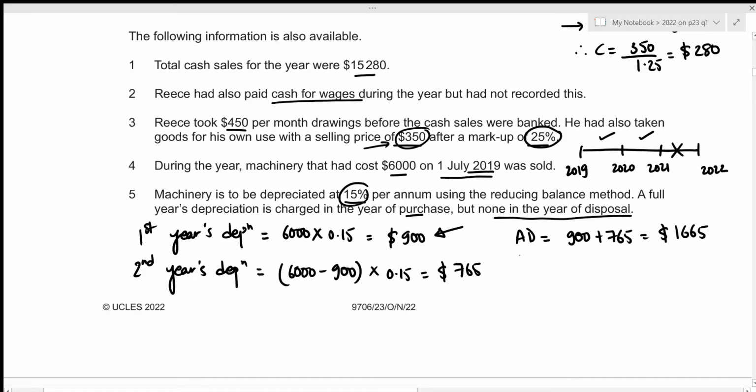So let's figure out the net book value. That is just going to be cost minus accumulated depreciation. In this case, the cost is 6,000, which is given right here. So that's 6,000 minus the accumulated depreciation, which we just figured out. That's 1,665. Now this results in an amount of 4,335. So this is the net book value.